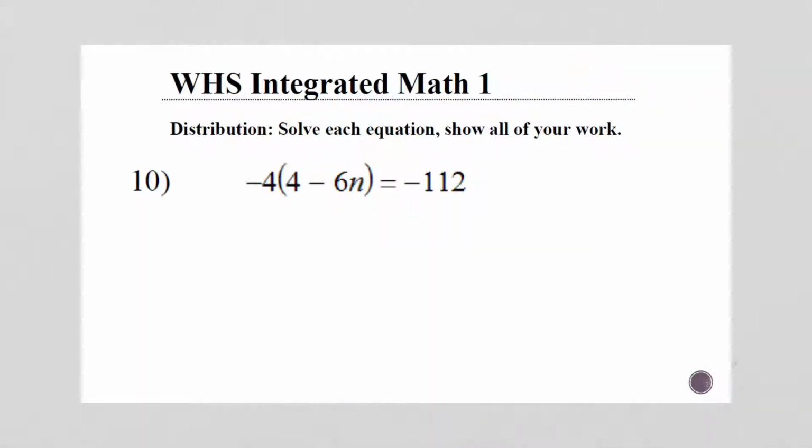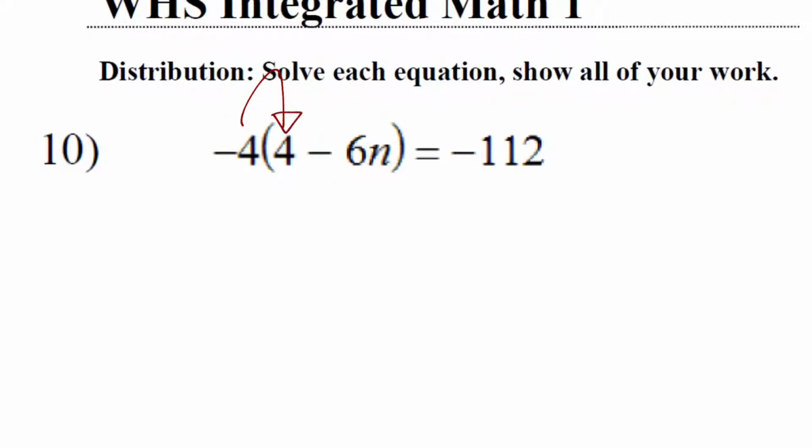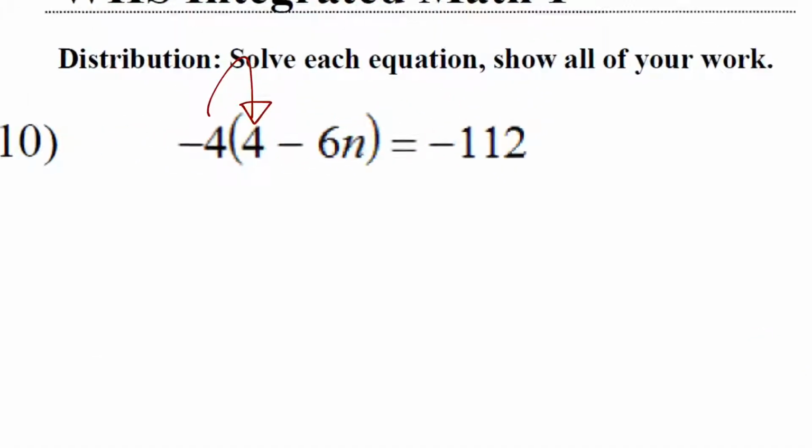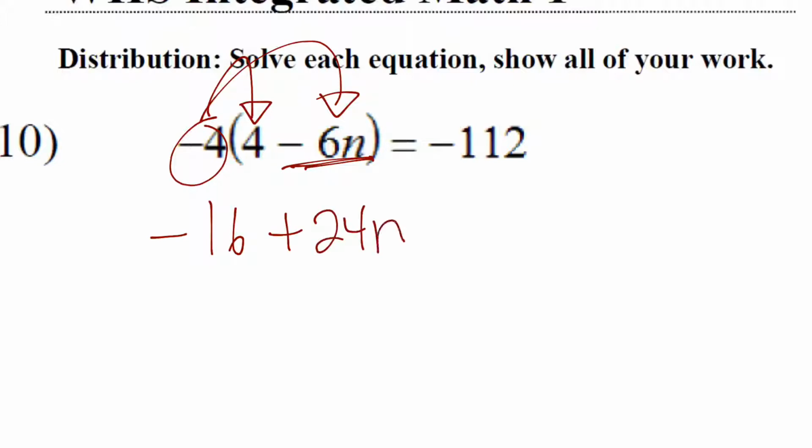And last one for this video, so that it's not too long, I'm going to distribute by negative 4. So this is number 10. The other video will have questions 11 through 20. So you get negative 16, and when you distribute negative 4 with negative 6n, you would get a positive 24n.